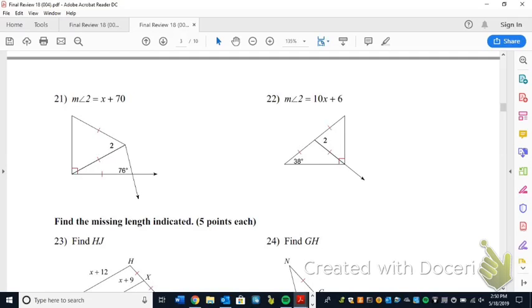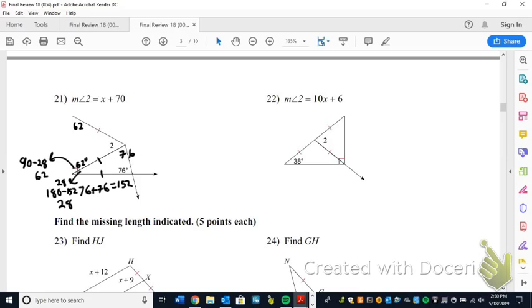So, number 21, same idea, except this one's a little bit trickier. We're starting off with the 76. So we know that if that's 76, then that one's 76. So together, those two, 76 plus 76, equals 152. We know that the interior angles of a triangle have to add up to 180 degrees. So we can go 180 minus 152 equals 28. So we know that's 28 degrees. We know that that right there is 90 minus 28, so that's 62. If that's 62, we know that that's 62.